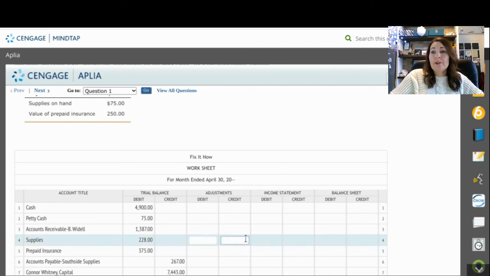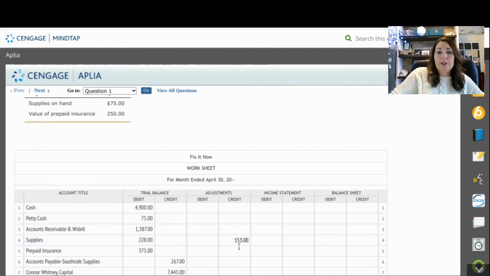So I'm just going to come over here to my credit column in my adjustments section. I know that I want credit because this was a debit and I have to make it smaller. And I'm going to put in 153. Okay, now I told you in the slides to make sure you put a little A here to show how they relate. The computer program is not going to let you do that. If you're doing this on the paper packet, be sure that you put a little A in parentheses right here.